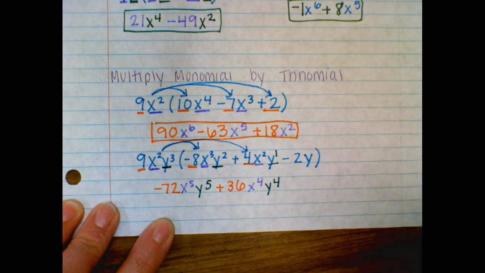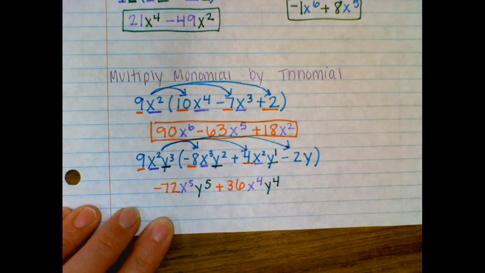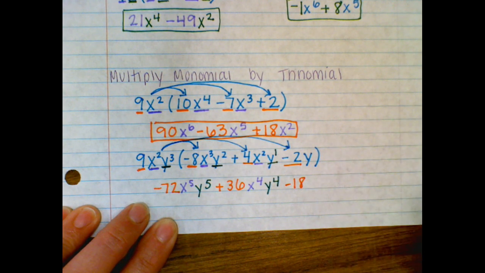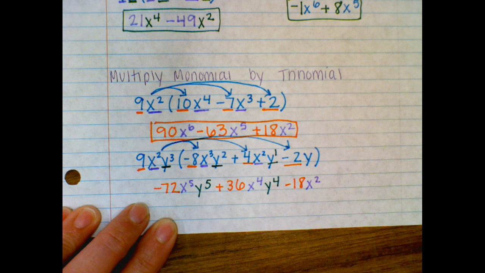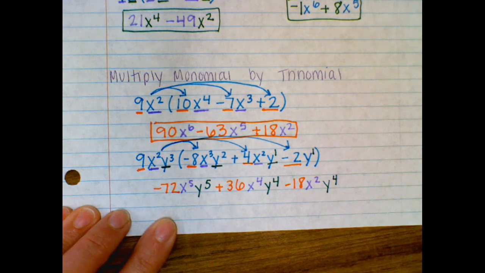And then I do the last term, one more. And I have 9 times negative 2 is negative 18. X squared times no x's, so I just keep x squared. And y to the third times y to the first again is y to the fourth. And there is my final answer.